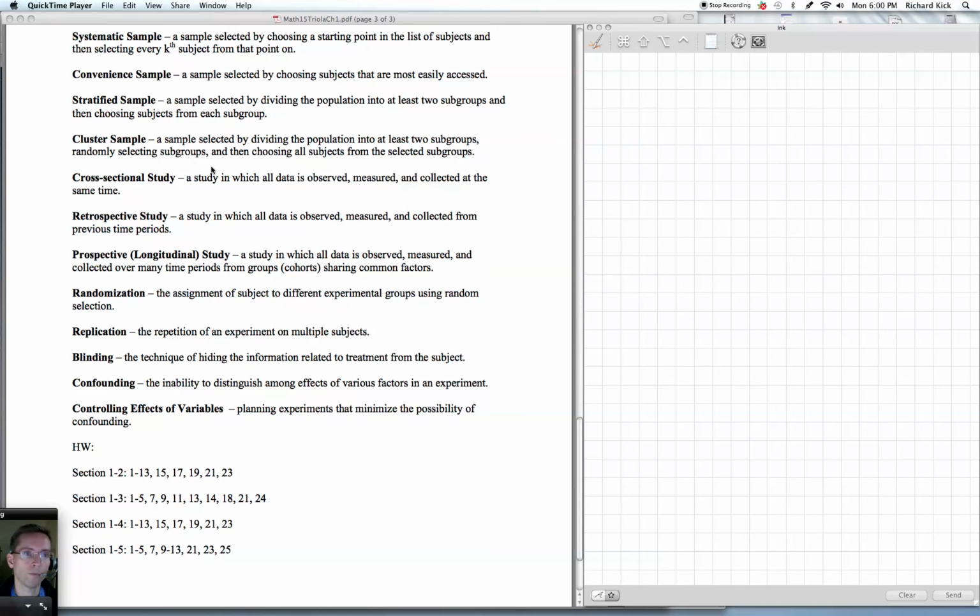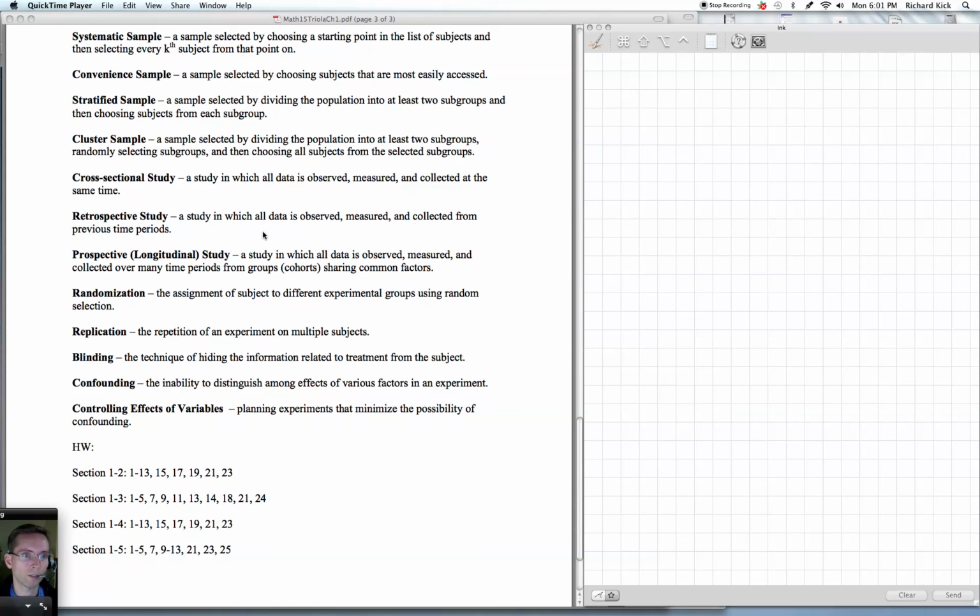Clustering would be that you break the population into subgroups, and then you randomly select a subgroup and use everyone in that subgroup. So this would be at Moore Park College. We've broken students into classes, and then we'll randomly select classes, but then use every student from that class. That's a cluster sample. A cross-sectional study is a study in which you observe at a particular period of time, not over a long period. You study and observe and measure and collect information just at that one point in time.